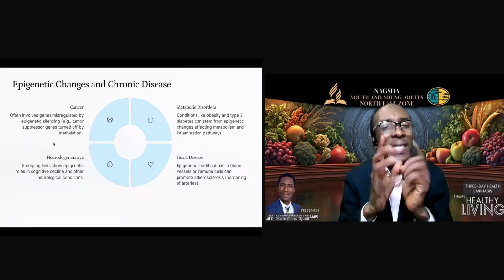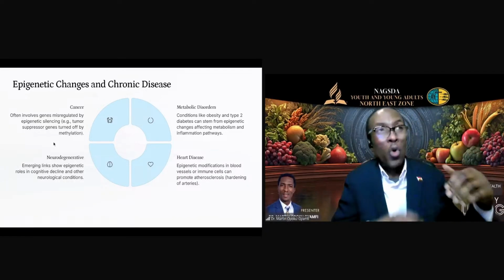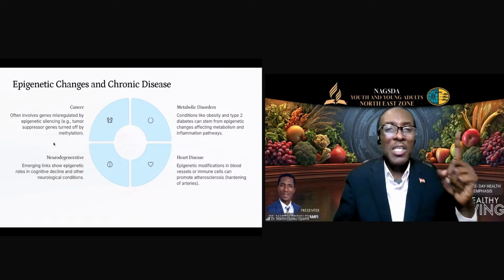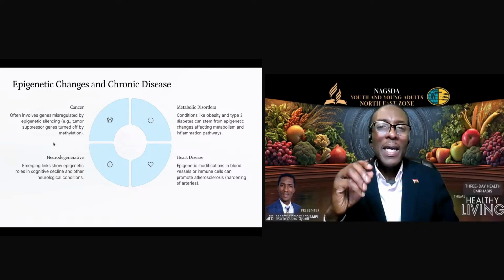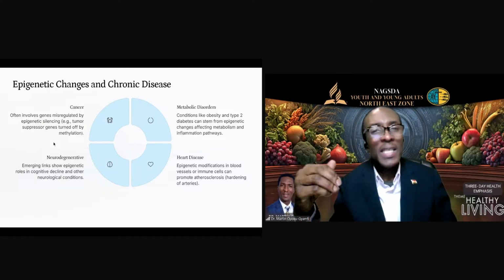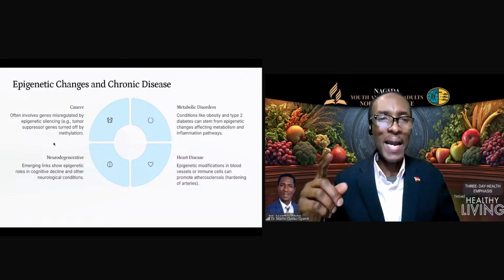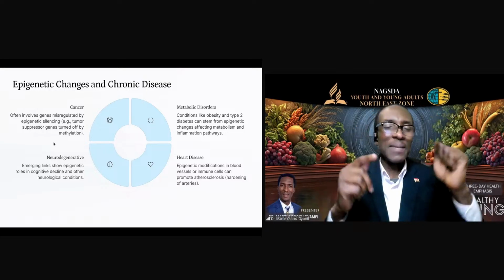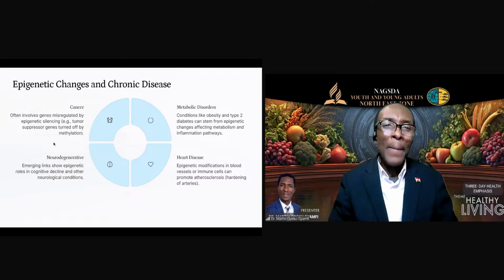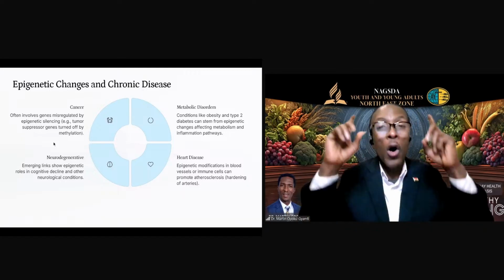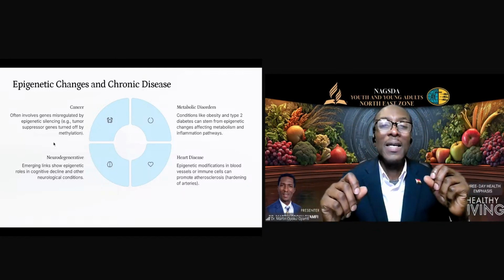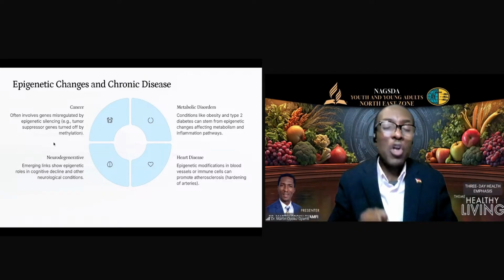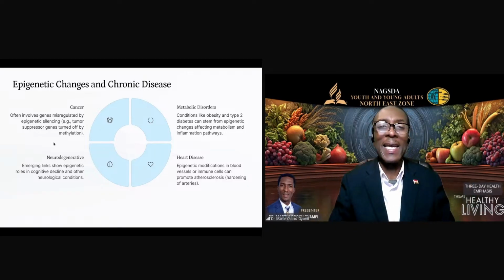So if the gene is a bad gene, which will cause a problem, then methylation is good. But if the gene is a good gene that will prevent a problem, then methylation is bad. So they can go both ways. But most of the cancers that we see start because the gene, which is called the tumor suppressor gene, or if you like, cancer suppressor gene, is silent. It's switched off by epigenetic silencing.